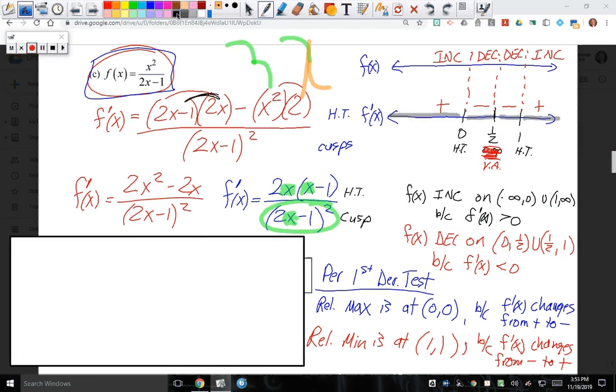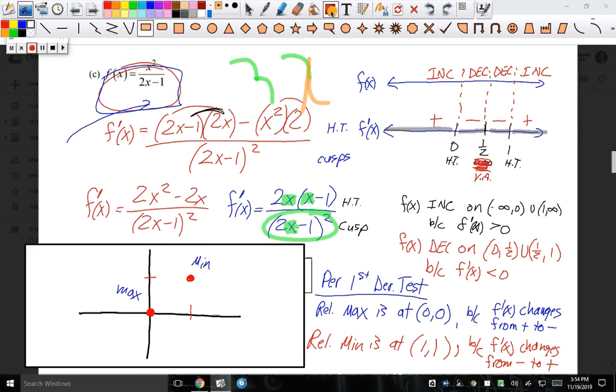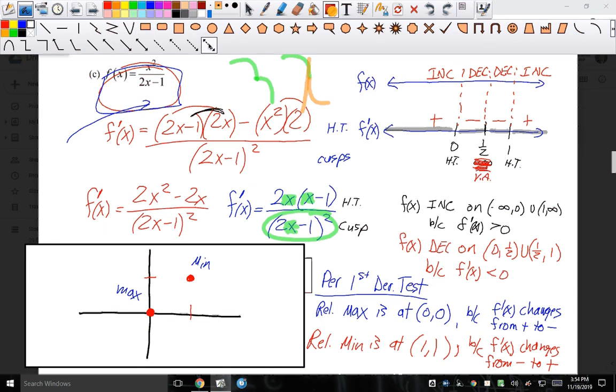Okay, so I have a point at 0, 0. I have a point at 1, 1. Let me make this scale a little bit bigger. So let's say that this is 1 and this is 1. And 0, 0 is the max. 1, 1 is a min. I know that looks weird already. But the way it's going to work is when we identify that my vertical asymptote occurred where? At 1/2. At x equals 1/2 is where I had a vertical asymptote appear.